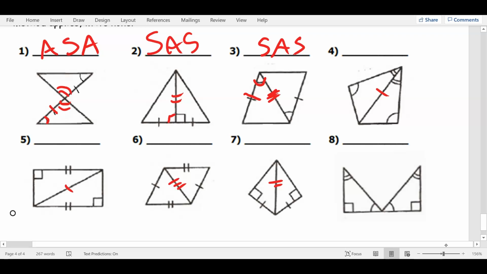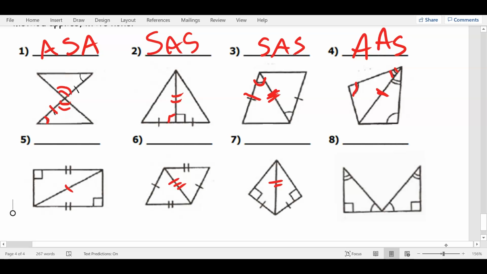All right, does anybody new want to use their voice that God gave them to help me out here on number 4? What do y'all think it is? AAS is correct. Y'all see we have an angle, then another angle, and this side is not between them, okay? Let me tell you, this is the one most people get confused on. Do not skip across angle, side, angle. That does not work. You go along the edge. AAS. Thank you.